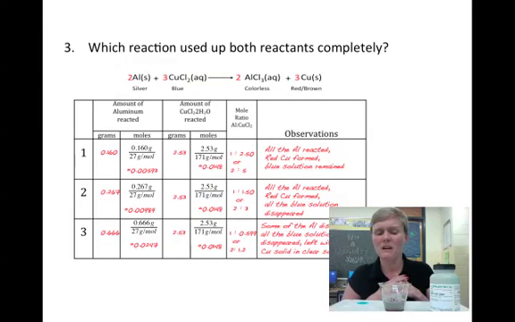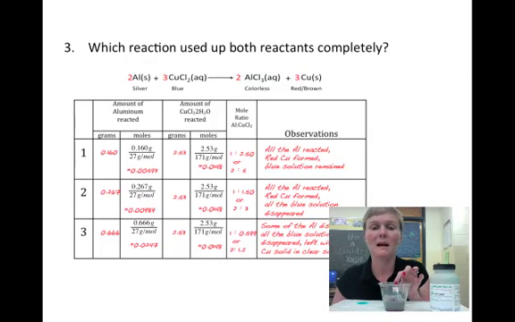So let's think about that for a second then. It was the only reaction where we had the right recipe from the balanced equation. 2 moles of aluminum for 3 moles of copper. And all the aluminum got used up and all the copper got used up to make only product. There was no leftover aluminum. There was no leftover copper. We had exactly what we needed.